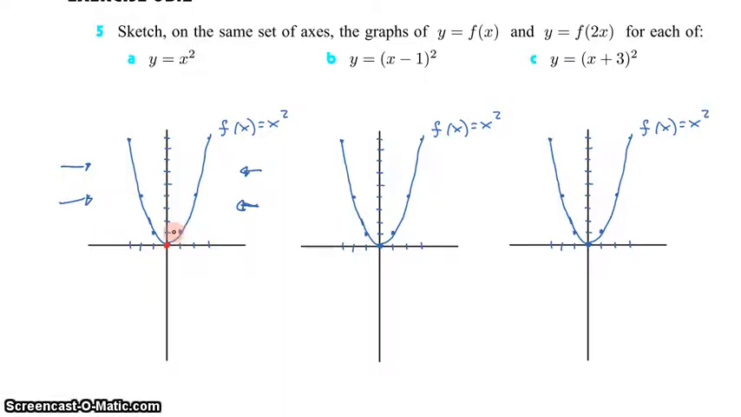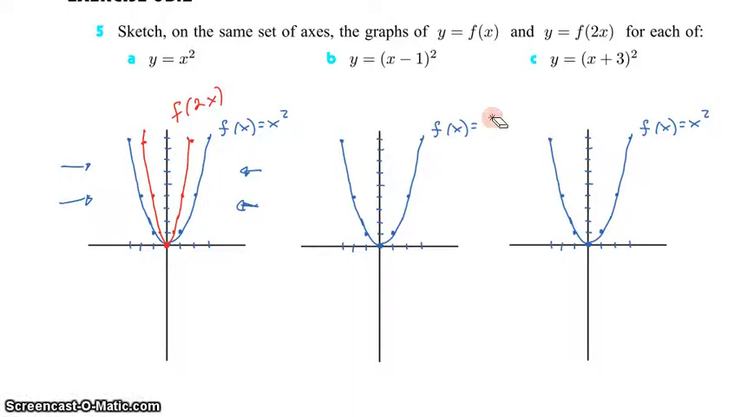We go out 1, but now we only go out 1/2. We go out 2, but now we only go out 1. We go out 3, but now we only go out 1.5. Same here, we get squished in: 1 becomes a half, 2 becomes 1, 3 becomes 1.5. And we see that we get the same shape, but it's narrower. We get a parabola again, but it's narrower. And that's going to be f of 2x.